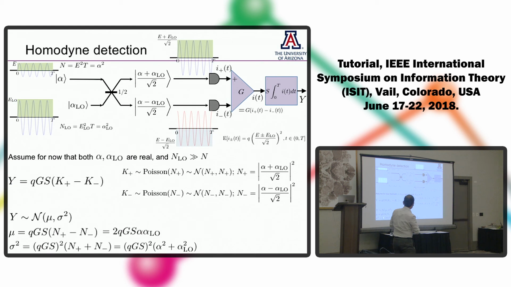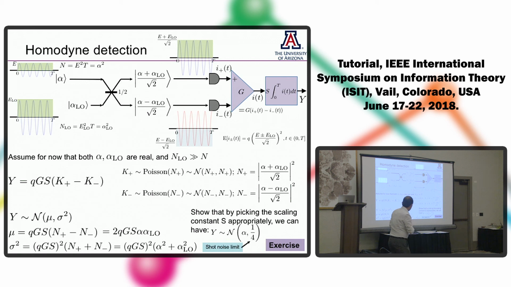The mean of y is just a constant times the mean of this, which is n plus, minus the mean of that, which is n minus. The variance is just the sum of the variances times the square of that. And you can write down the mean and the variance that way. And it goes closer to Gaussian as alpha LO becomes larger. Now it's a simple exercise. Actually, we can do it right here.